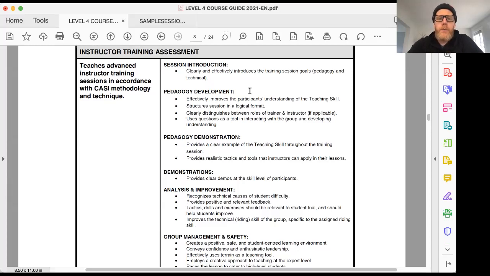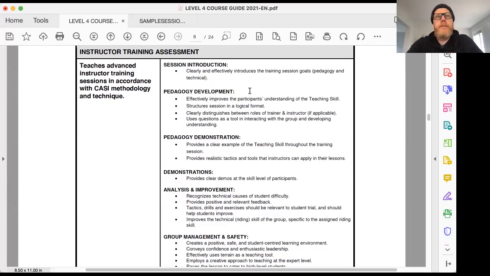For me, this is a really important way to make your training sessions stand out at the level 4, if you can incorporate that aspect of hands-on development with the teaching aspect of your session. The next criterion: structures the session in a logical format, and clearly distinguishes between the roles of trainer and instructor.